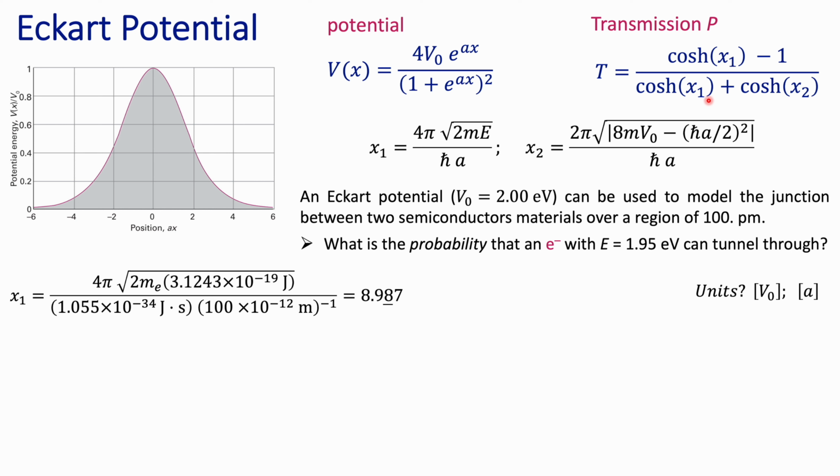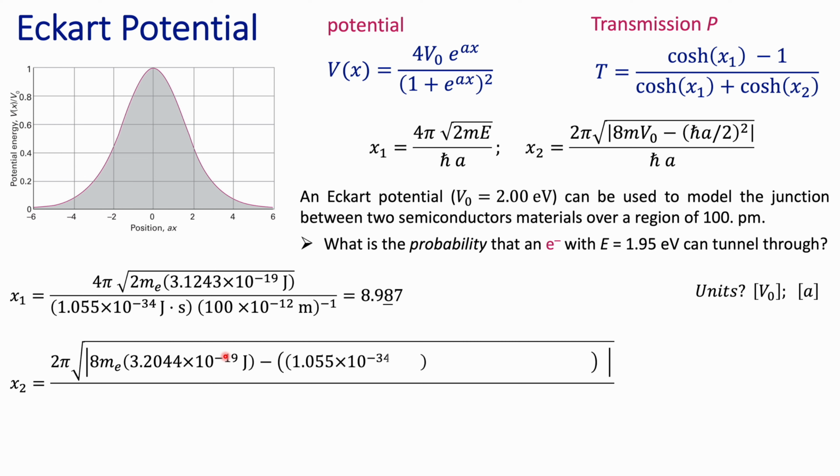Now the second parameter that I can calculate is x2, and remember x2 includes this term inside of the square root that is an absolute value for whatever you are calculating here. Now, again, I have the mass of my particle. In this case, it's an electron. I have the energy of the barrier that was given here as 2 electron volts. I have h bar, and I have the width of my potential. And here I have h bar again and the width of that potential. So when I do all the proper substitutions and I do all the calculations, I end up with roughly 8.5 for x2.